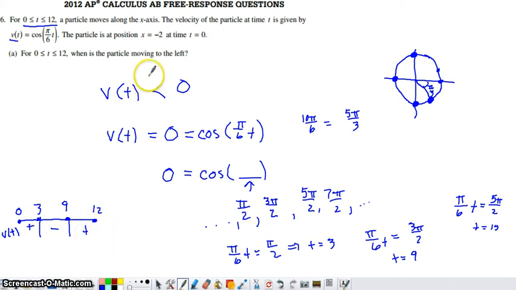So when is our particle moving to the left? Our particle is moving to the left when velocity is negative. That happens on the interval from 3 to 9. So we're moving to the left on this interval. And that's it for part A.